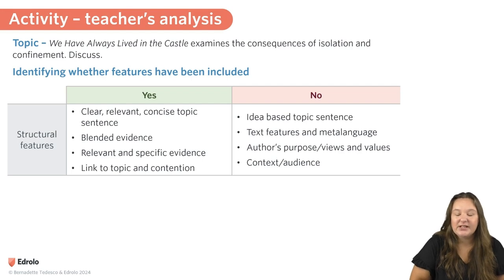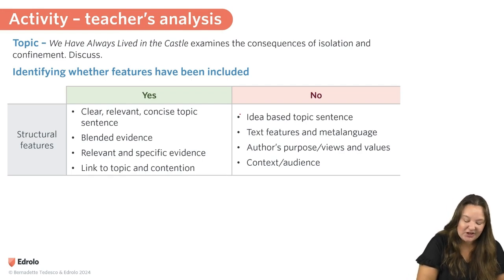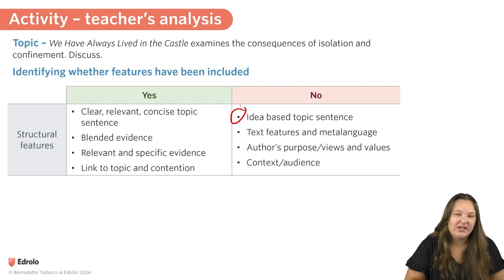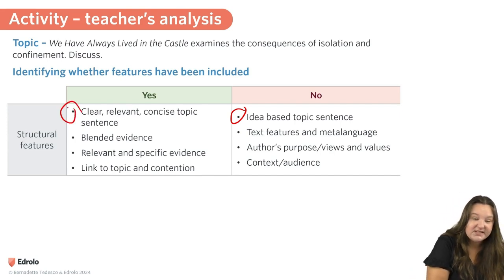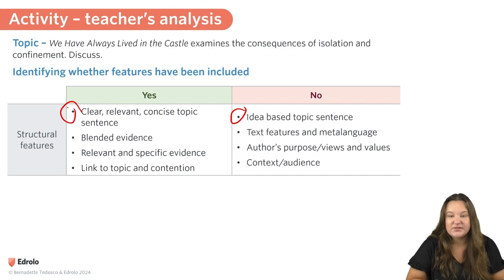Okay, so how'd you go? Hopefully you were able to recognize that the topic sentence was not idea-based. I mentioned that earlier. I said that the topic sentence was more about Constance, Merricat, and Charles and their father, and so it's more focused on the characters than the idea. However, the topic sentence was clear, relevant, and concise. It was a nice short sentence, and it clearly outlined what the body paragraph was going to talk about.